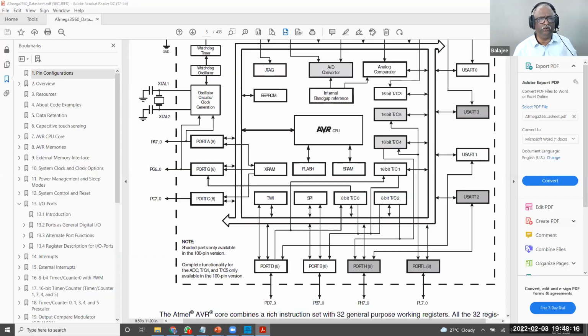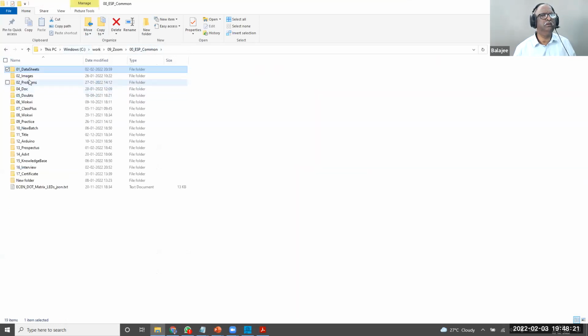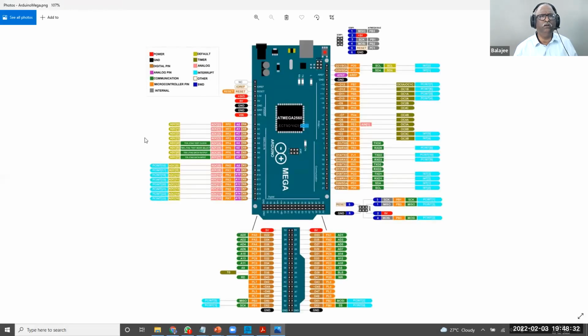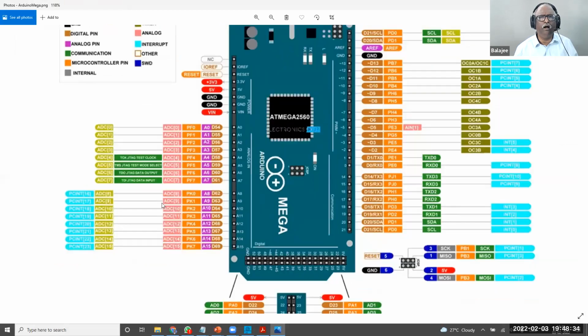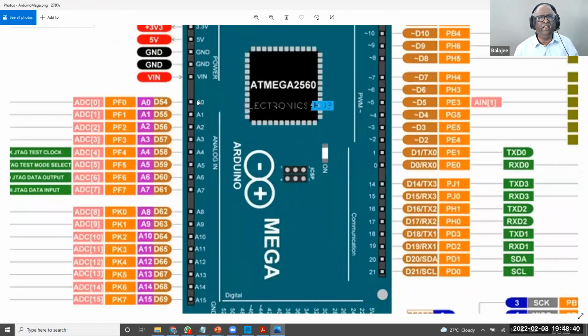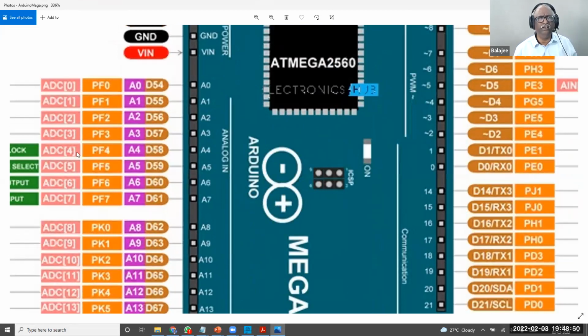It's here, not this one. Sorry. See here. Okay, this is a document given by the Atmega chip makers. The Arduino controllers are using the Atmega 2560. A0 to A7 is port F, PF0 to PF7. Forget about this ADC and AC, we'll discuss that later. Right now we are looking only at the port. These are called alternate functions. Every pin has alternate functions.